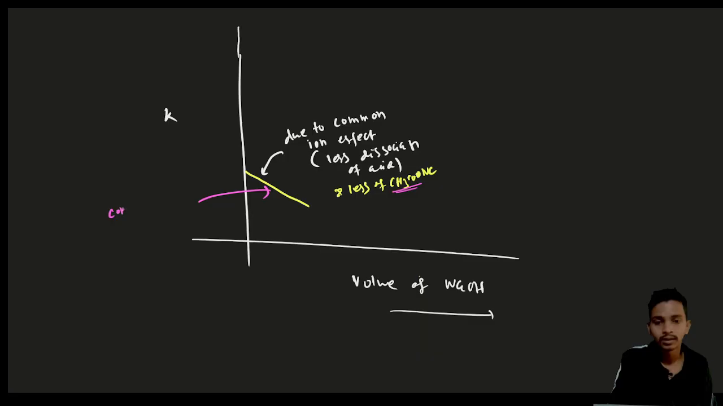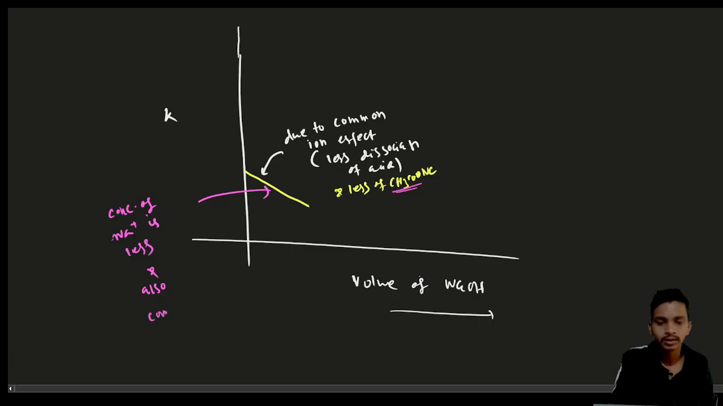Here the concentration of Na plus is less, and also the concentration of H plus is less, and from here to here it decreases due to the common ion effect. Okay, but now I say this graph will increase like that.